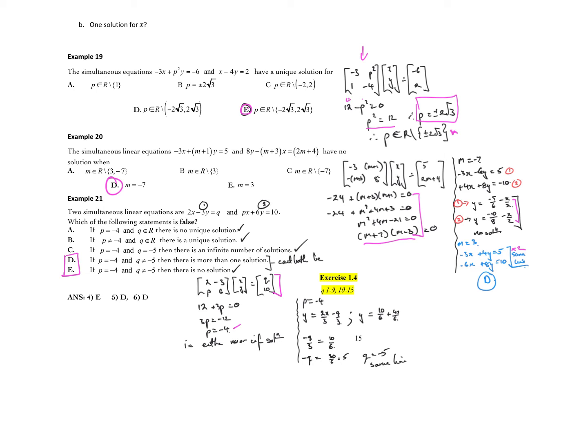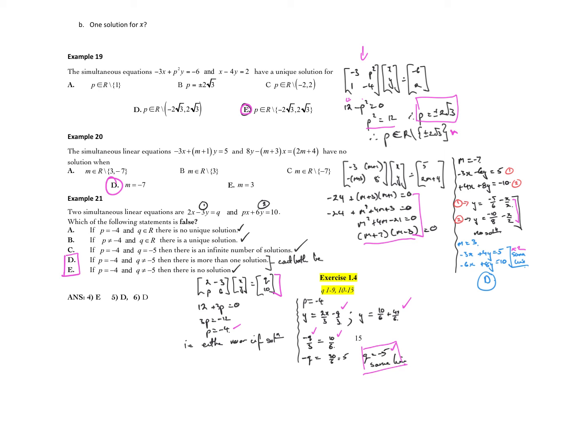So if P is equal to -4, if I put that into my equation, there's my two equations there. I get 2x on 3 minus q on 3, and y is equal to 10 on 6 plus 4x on 6. So we are going to have infinite solutions if my y-intercepts are the same. If -q on 3 is equal to 10 on 6, I will have identical lines, which means q is equal to -5. So if q is equal to -5, we will have infinite solutions.